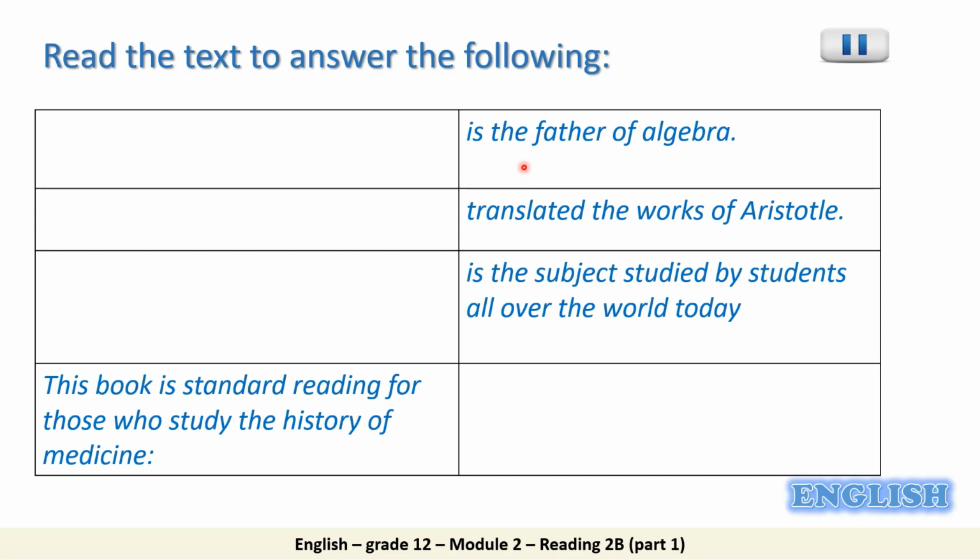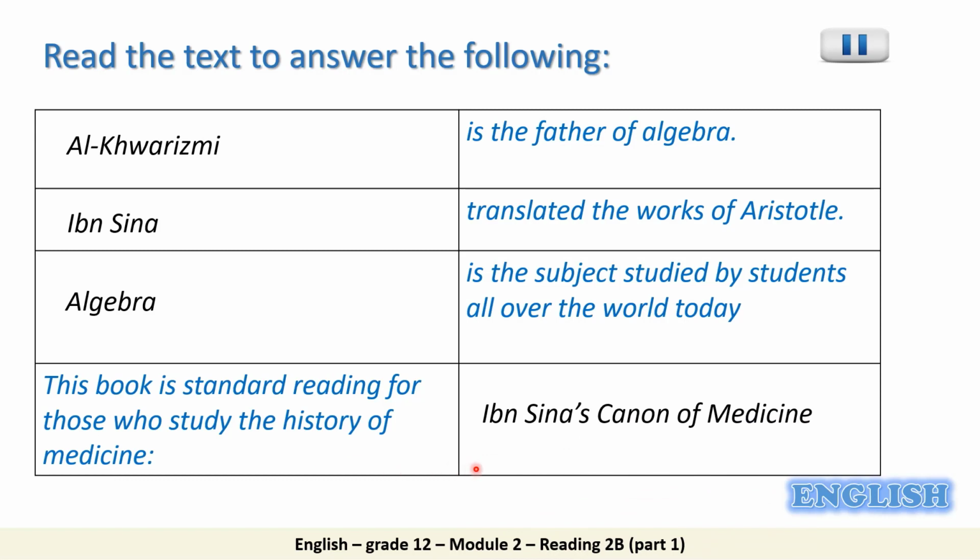Well, who is the father of algebra? Yes, it is Al-Khwarizmi. Who translated the works of Aristotle? Any ideas? Excellent. Ibn Sina translated the works of Aristotle. What subject is still studied all over the world today? Algebra is. And which book is considered to be a standard reading for those who want to study the history of medicine? Okay, it is Ibn Sina's Canon of Medicine. Great job.